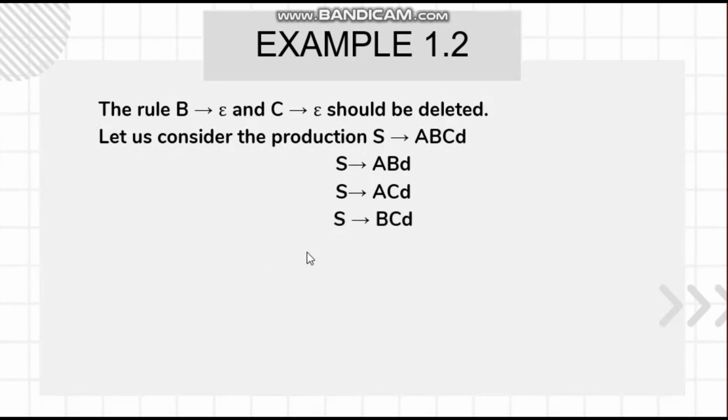Now, if A is epsilon, then we get S gives BCD. Now, if both B and C equal epsilon, we get AD. And then doing similarly, we get S gives BD, S gives CD, and then S gives D if all A, B, C are replaced with epsilon.